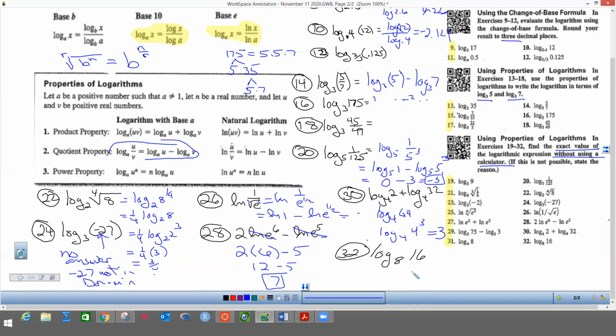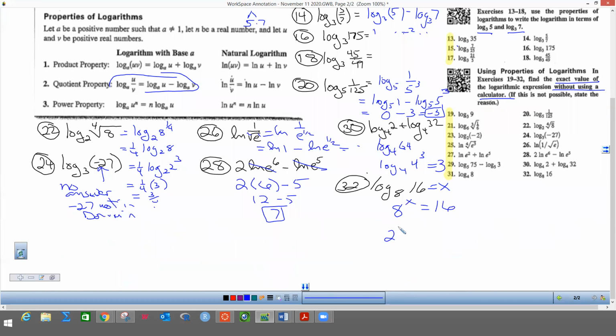And let's do this last one here. Now this one's kind of a tricky one. There's a couple ways I can do that, but I'm going to say this equals x because I think this is the easiest way to do this. And then I'm going to find x, but I'm going to change this from log form into exponential form. So base stays base, and the other two play switcheroo. And then I'm going to factor 8 down. 8 is 2 to the 3rd to the x power, and 16 is 2 to the 4th.